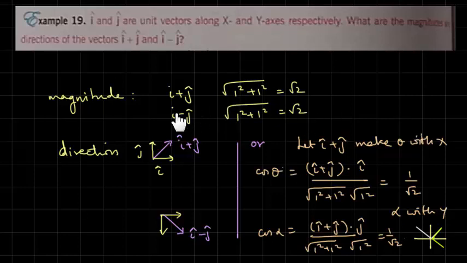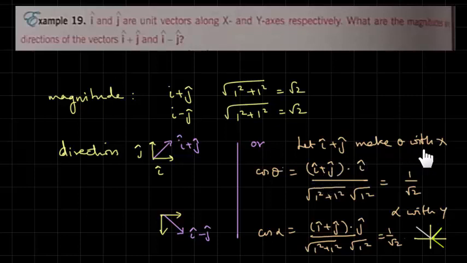So magnitude will be just under root of the squares of their values of i and j. In this case, 1 square plus 1 square, root of that, which is root 2. Same for i minus j also. Direction, you can think of it pictorially. If this is i, this is j, then i plus j will be 45 degrees in positive direction, and i minus j, if this is i, this is minus j, this will be like this. So this direction you can also find by our conventional way.